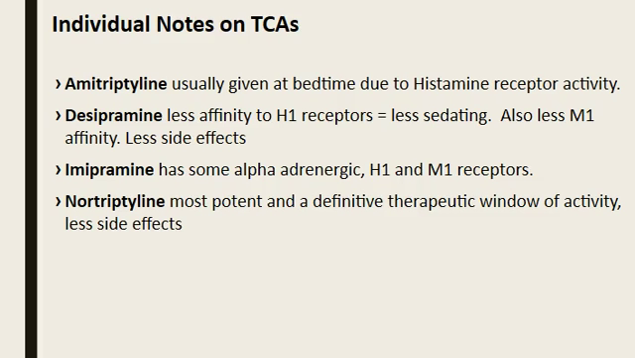Imipramine, which is related, of course, to desipramine, has some alpha adrenergic, as well as H1 and M1 receptor activity. And then nortriptyline is really the most potent drug out there. It has a more definitive therapeutic window of activity, and it does have less side effects compared to the other drugs that were just mentioned.